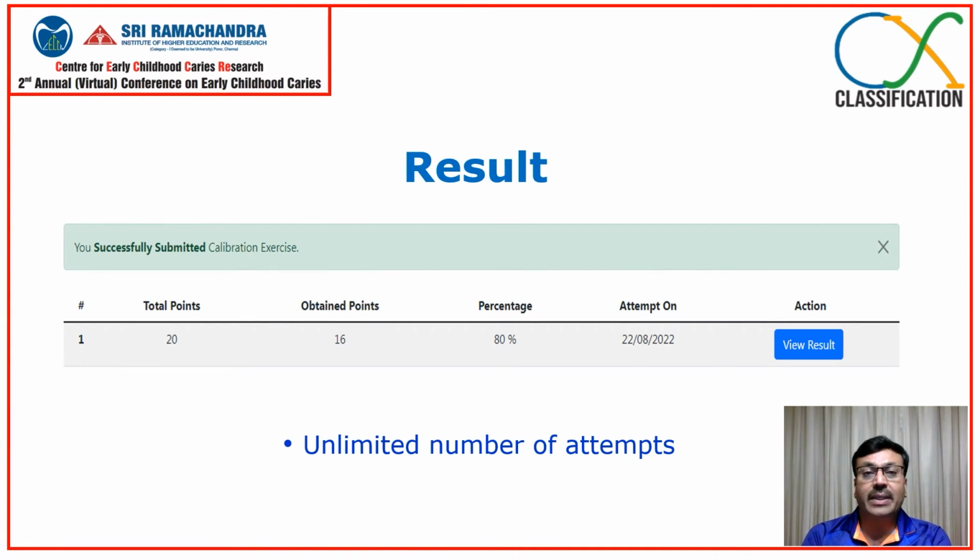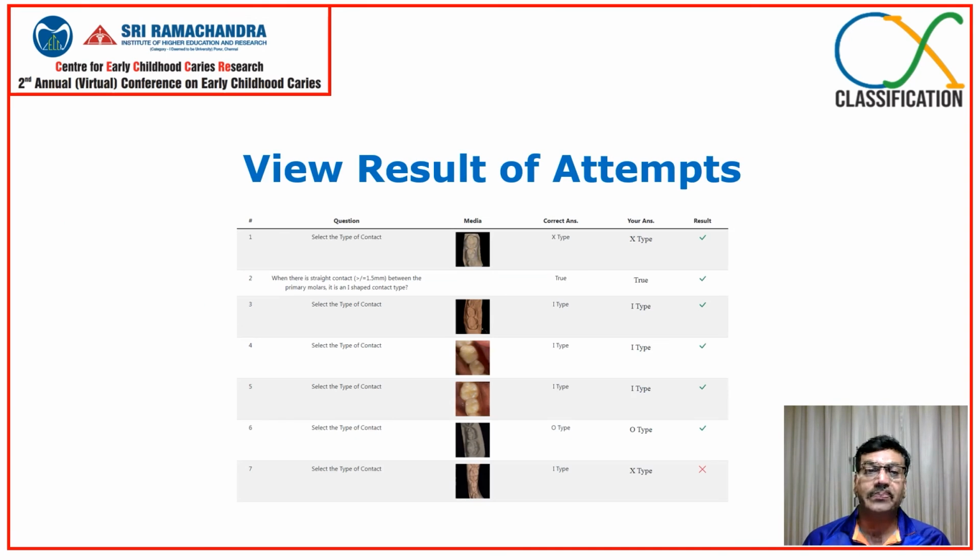This is how the result appears. To pass, the candidate needs to score, as mentioned, 80% or above. There is an unlimited number of attempts. A person can take any number of attempts, but each time the person wishes to improve or retake the calibration exercise, another new set of 20 questions will appear, and again the person has to score 80% or above. This is how one can view the results for the attempts, with an explanation provided for each incorrect answer.